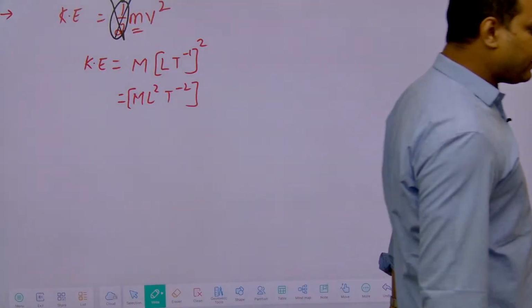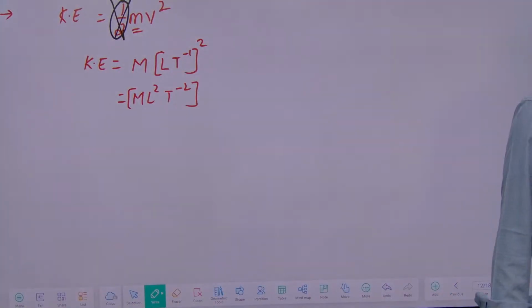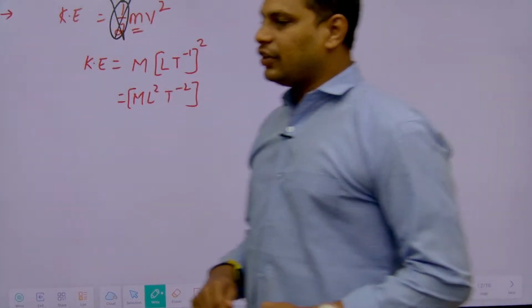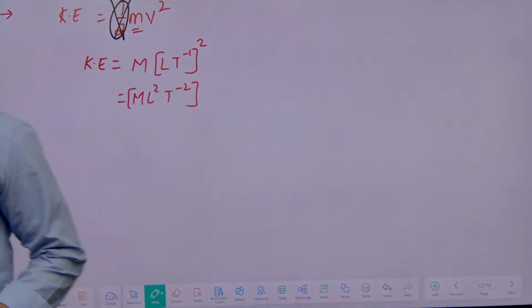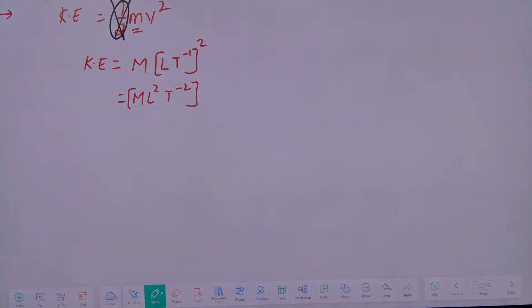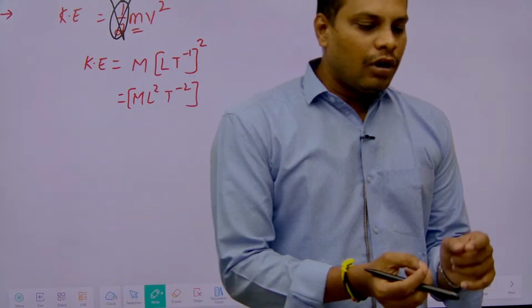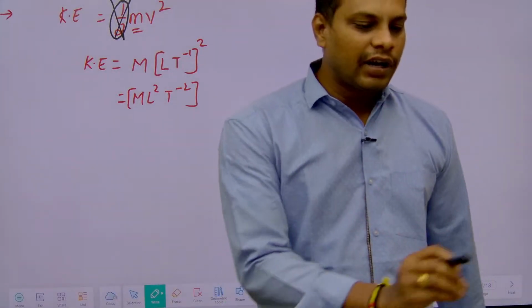Then we can write this as ML²T⁻². Got it? This is the dimensional formula for kinetic energy. In the note points given above, maybe a few things, we will write the dimensional formulas.